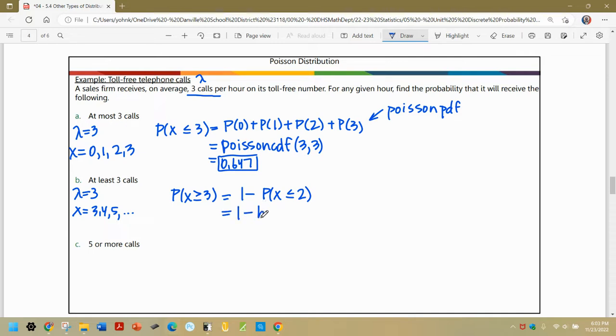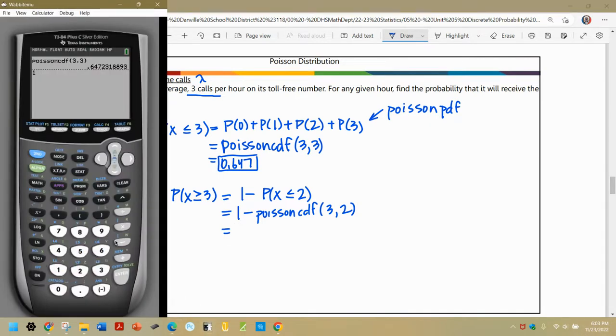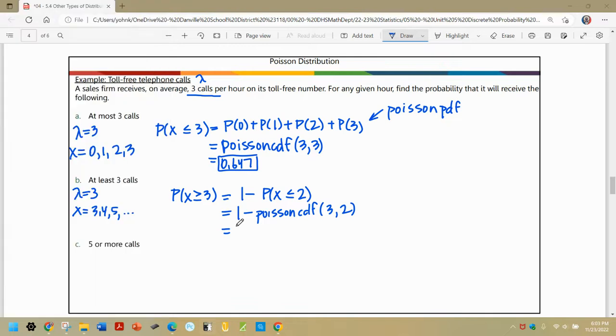So this is 1 minus the, why do I keep saying binomial? The Poisson CDF of lambda of 3 and x of 2. So if we go to our calculator, we can do 1 minus the Poisson CDF. Lambda is 3, x value is 2. Hit enter. You get 0.577.